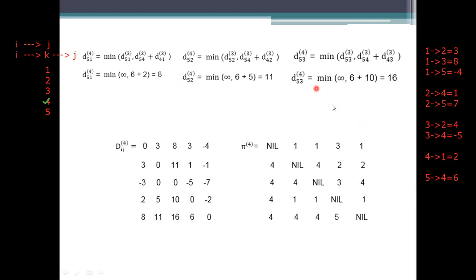If you see this one, 4 to 1 is 2. 6 plus 2 is 8. Minimum value, and then here is infinity comma 8. The minimum value is taken as 8.